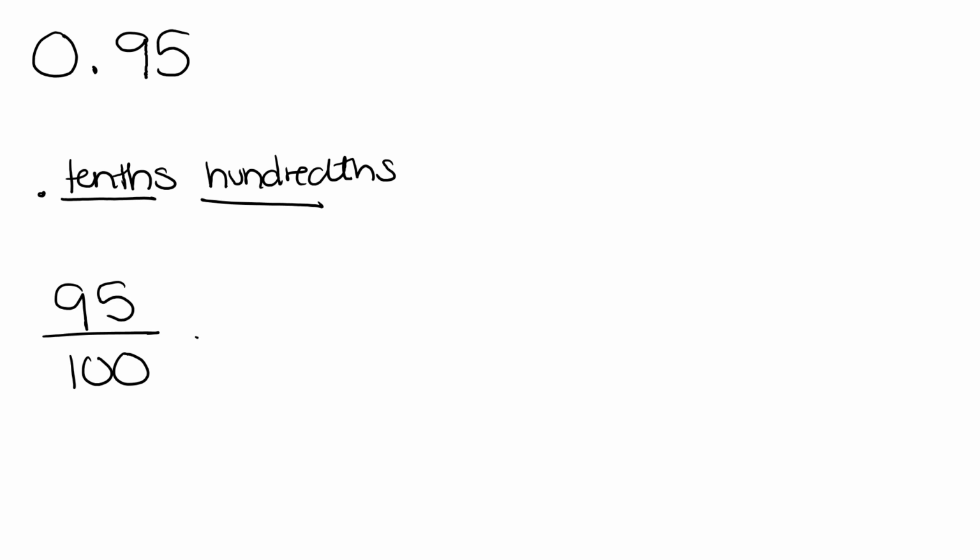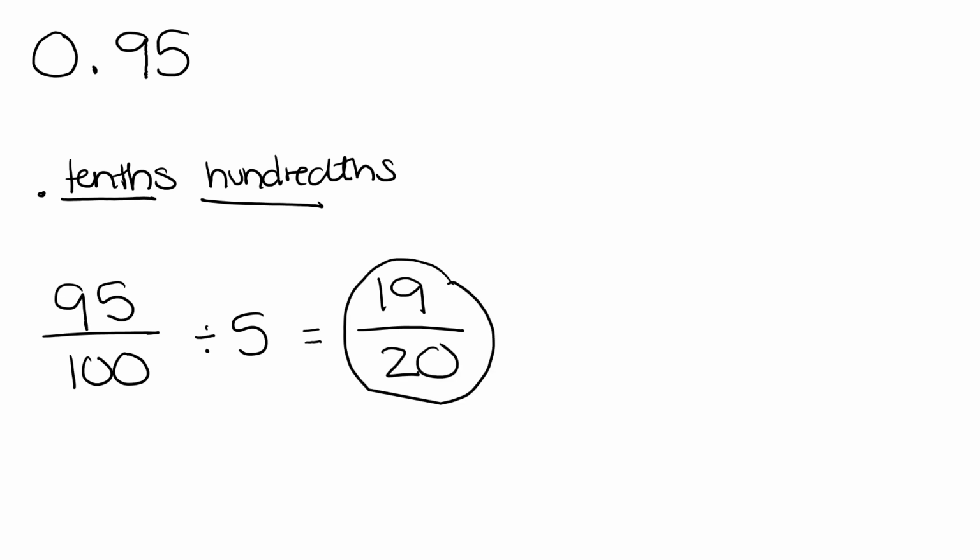We want to simplify that fraction. I can divide both 95 and 100 by 5. 95 divided by 5 is 19. 100 divided by 5 is 20. 19 over 20 is my final simplified fraction.